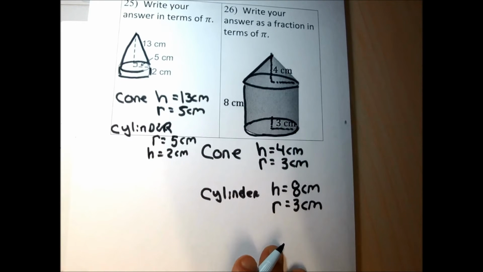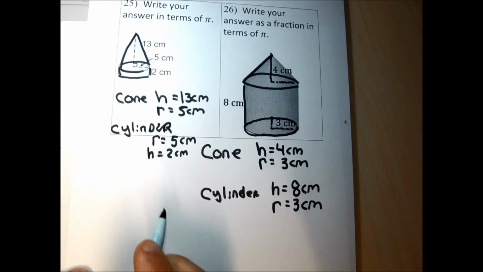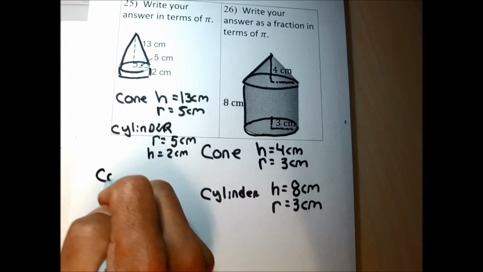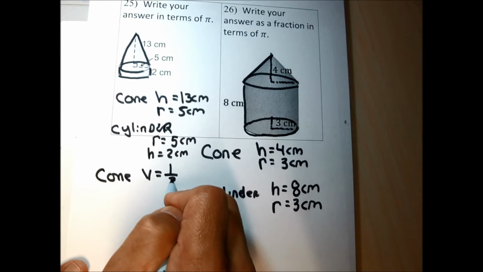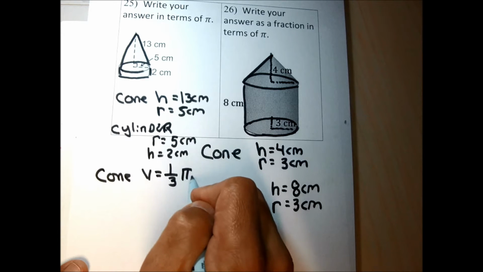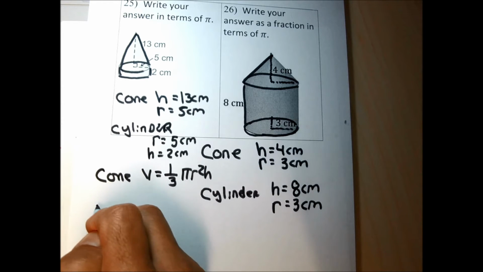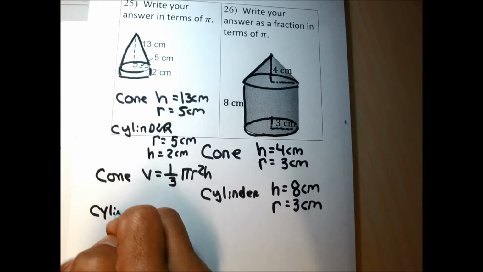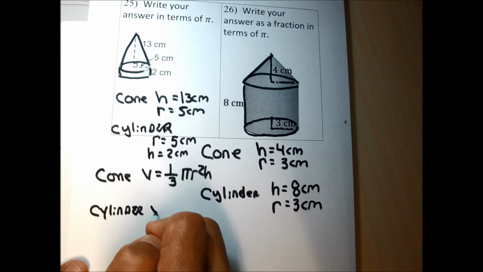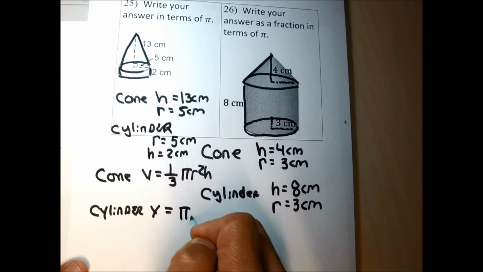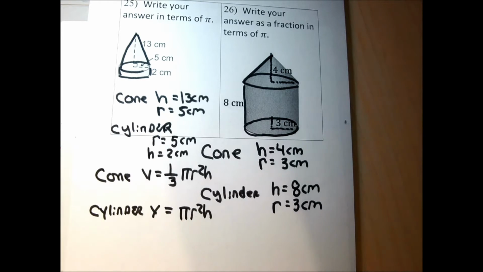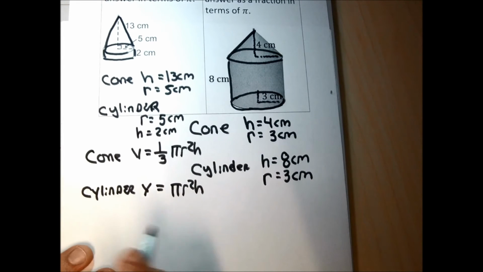And we go to do our volumes. The volume for a cone is 1/3 pi r squared h, and for the cylinder, the volume is just pi r squared h. So I'm going to need to do my volumes separately. So I'm going to do first the cone.